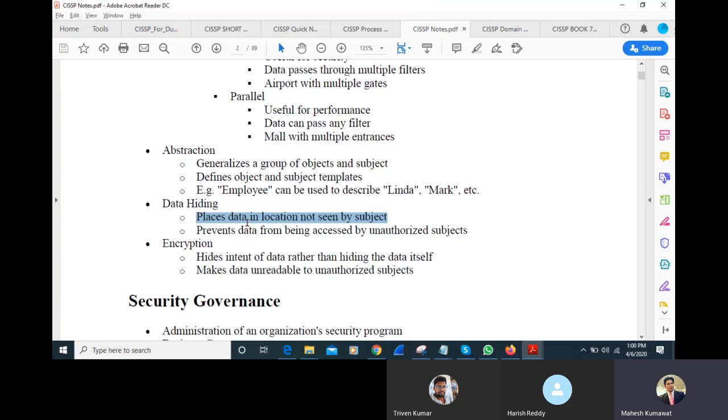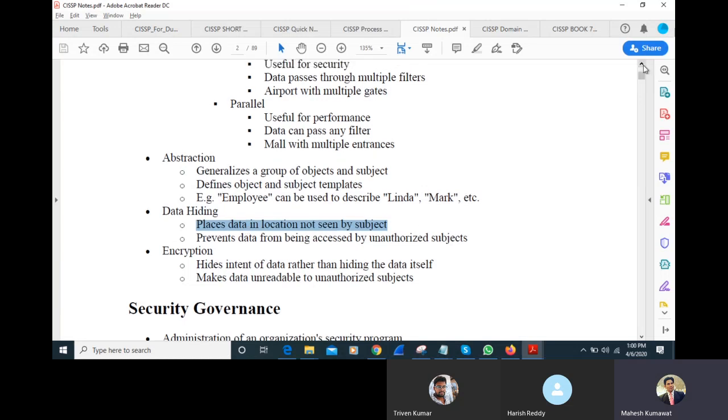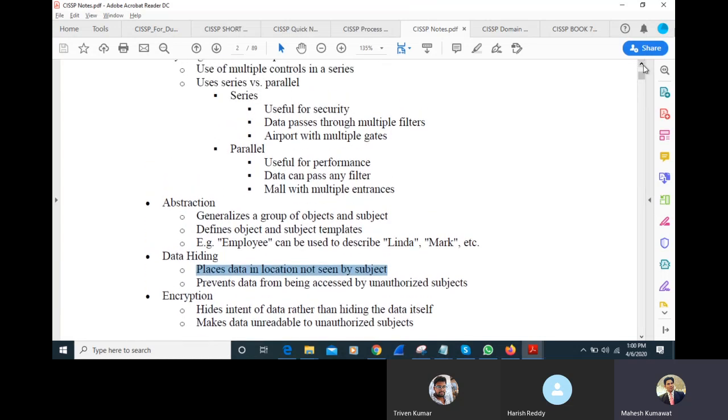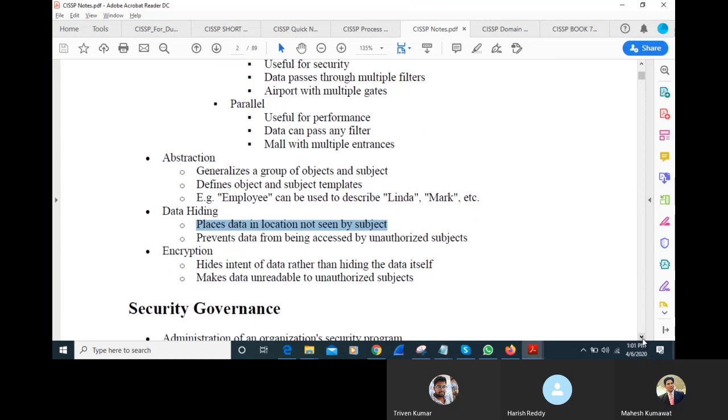Okay, what sort of precautions can we take for data? We can go for encryption, we can go for data hiding, we can go for abstractions, and we can go for series versus parallel sort of thing. These are some ways we can do security of data. So encryption, data hiding, abstractions. This is the example you can use.